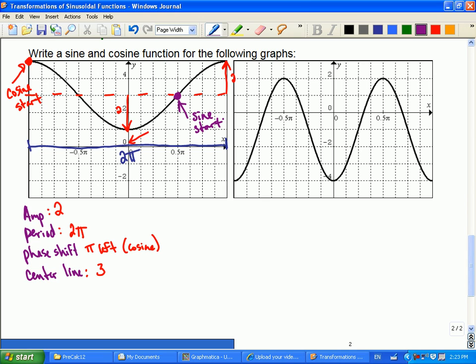So in this case then, what's the phase shift? How much has the sine graph been moved over? Yeah, pi over 2 to the right. So I can give you a couple of equations now. I have 2 times the cosine. Let's see here.